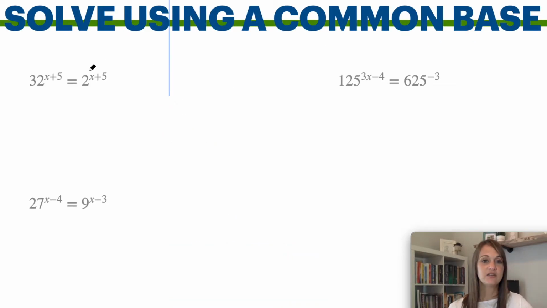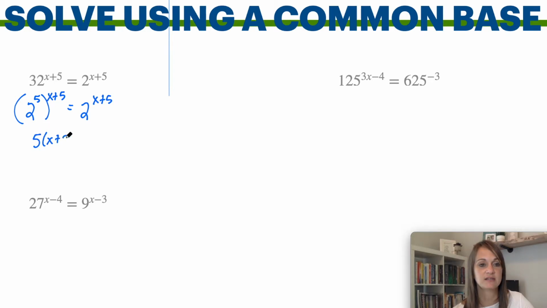So we can continue to find common bases. We can come up with a number that can create a 32 and a 2, which 2 is a prime number, so we know that 2 must be the base. So 2 raised to something is going to give me 2 raised to the x plus 5. 2 to the 4th is 16, so 2 to the 5th power is 32. So now we can take the exponents and set them equal to each other.